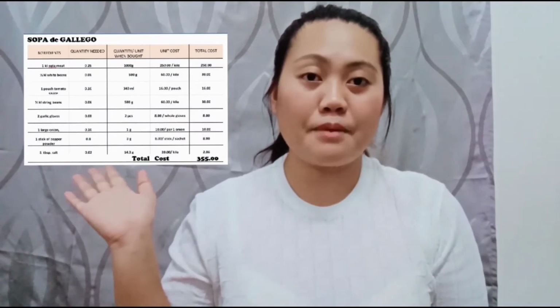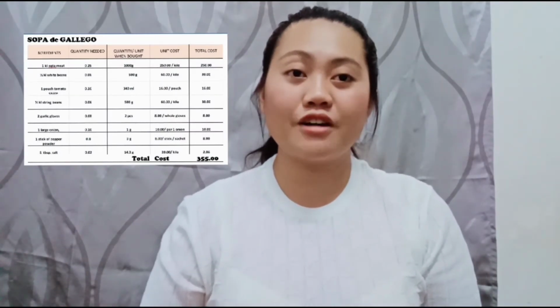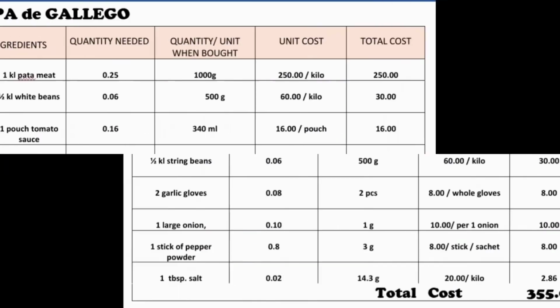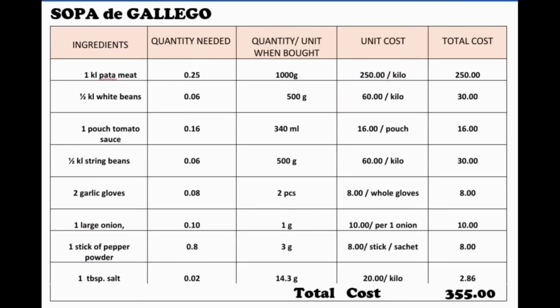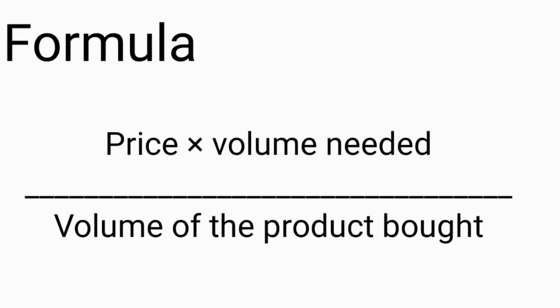I have here an example of menu costing of my menu recipe, sopa de gallego. So how did I do that? Simply follow the instruction and the formula, which is price times value needed divided by volume of the product bought.